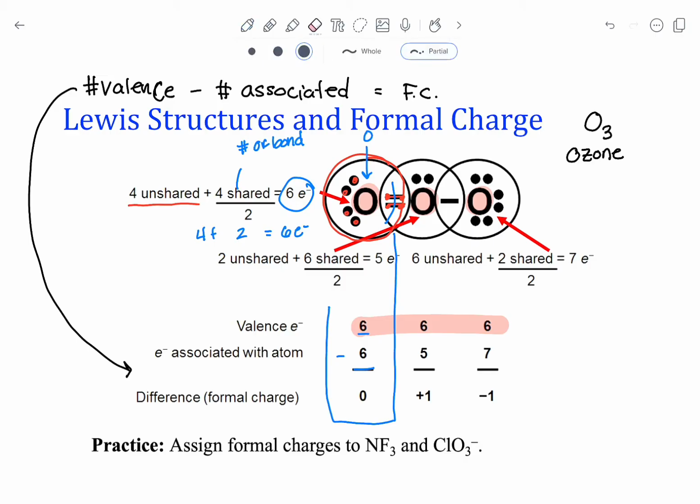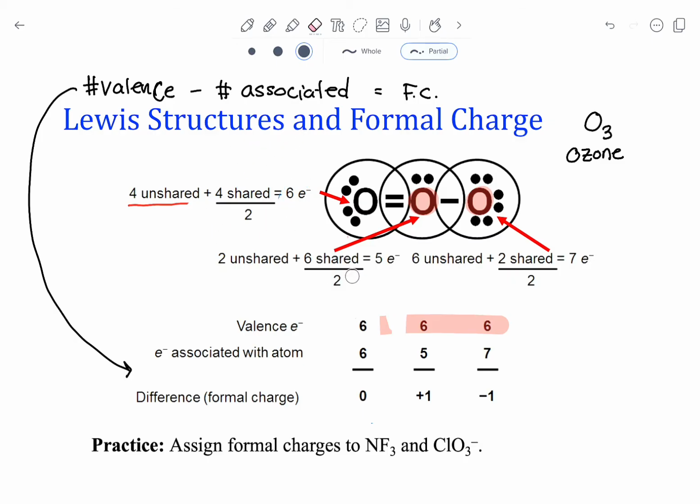Okay, let's do another one. I'll erase this so it's a little less confusing while we focus on another oxygen, because its number of associated electrons is going to change. What's not going to change is the number of valence electrons. Our second oxygen here is also going to have 6 valence electrons. We know that oxygen will always have 6 valence electrons, so we always know our first number in our calculation for formal charge. We now have to determine the number of associated electrons.